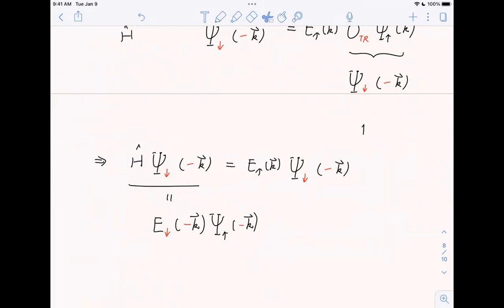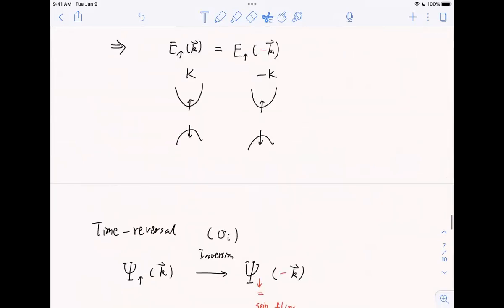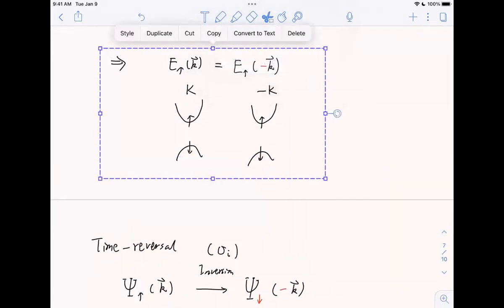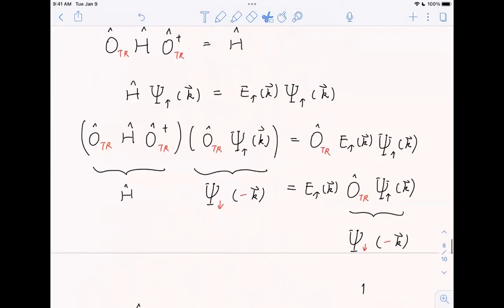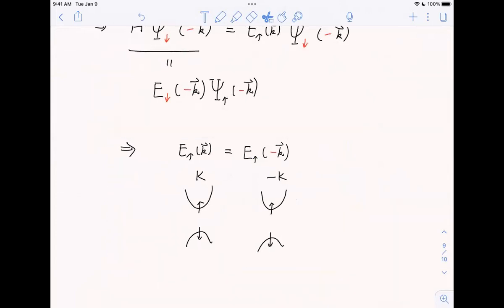So I will still copy and paste them. Eventually you copy this, and here what you will have is negative spin. That means once you go to the other valley, the spin will flip.